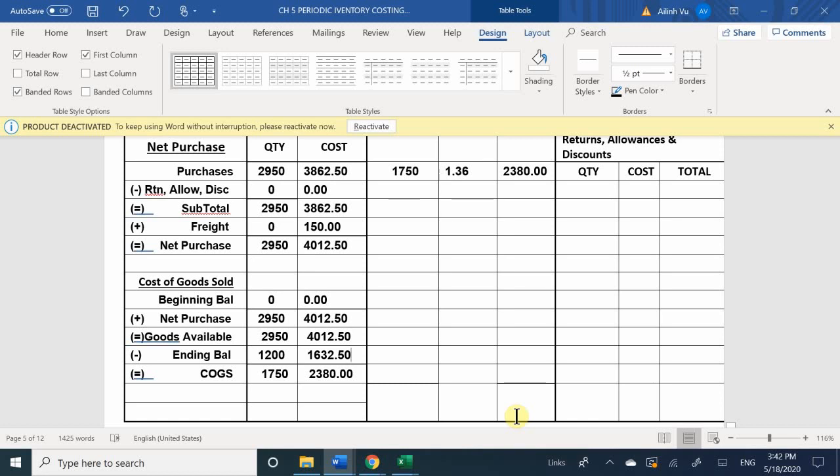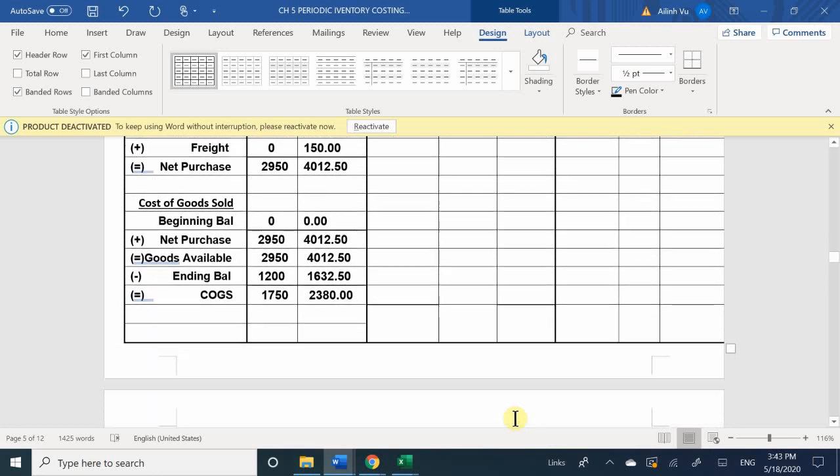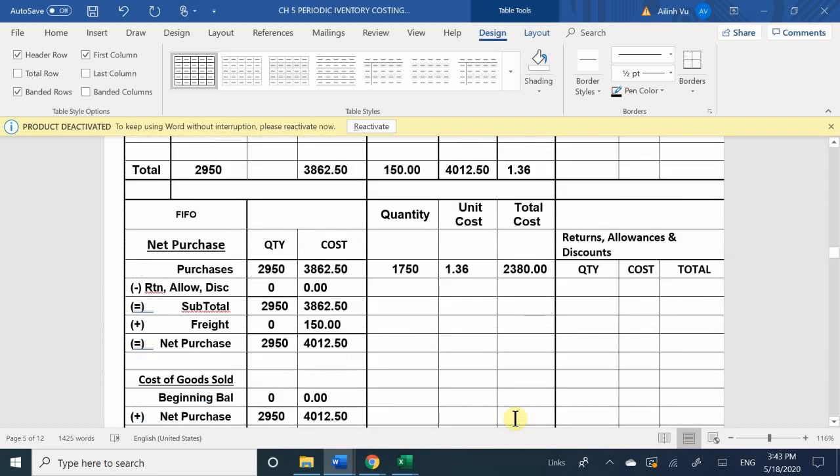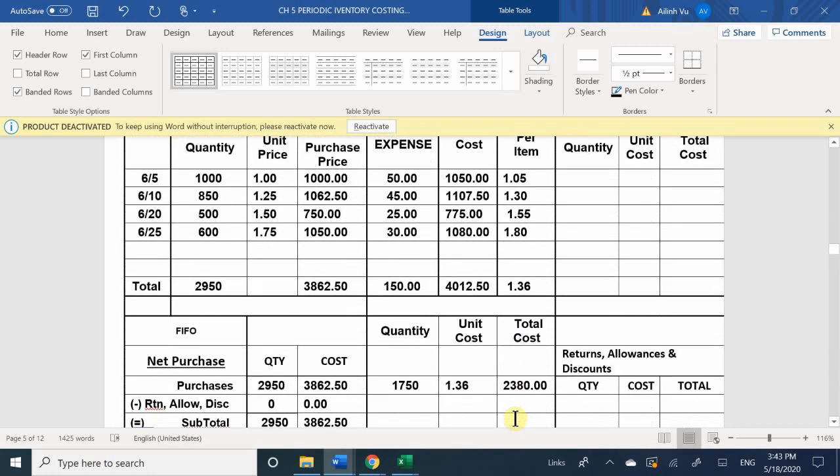In the real world, every penny counts, especially if you are selling 1,000 items. You don't want to lose a thousandth of a penny, because every 1,000 items you sell, that's $1 you lost. Okay, so yes, here we got $1,632.50, and our cost of goods sold answer is $2,380. All right. Again, easy stuff.